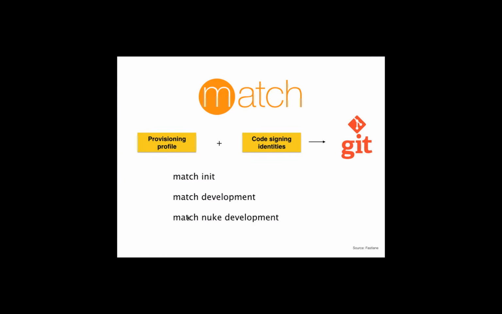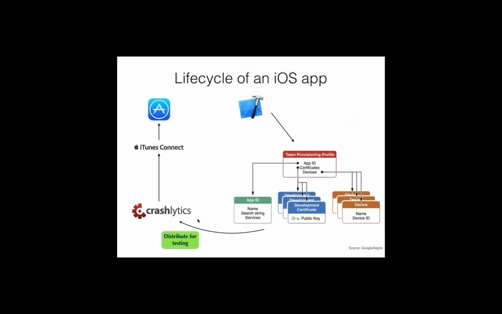So match init we have seen. Match development, match appstore, match any target environment, creates provisioning profiles and your certificates and uploads them to the Git repository. In case you want to revoke any provisioning profile or certificate that you have already created, that is when you use nuke. Match nuke development revokes whatever profiles and certificates were already created.